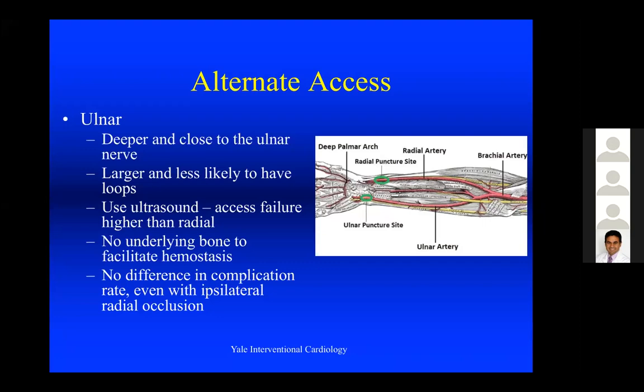It turns out there's no increase in complication rate. Even if you've had failure of radial access on that same arm, you could go ahead and flip over to ulnar access and complete the procedure through the ulnar. So it is a nice bailout if you can't access the radial, or if the radial is occluded, you can safely use the ulnar on that same side. And it is a nice way to bail out if you can't get radial access on that side.